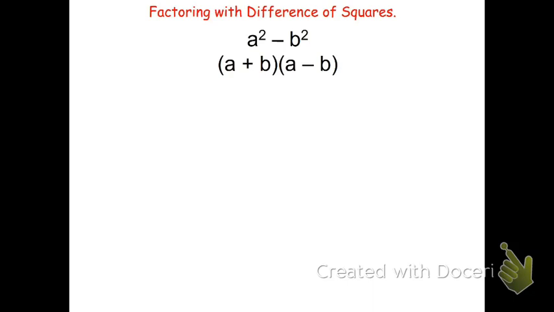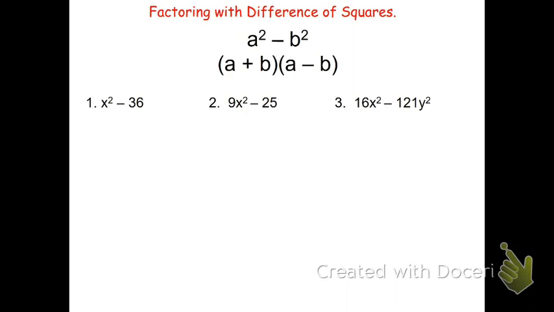Now I know this is true because if I distribute, I would get a times a, which is a squared, a times negative b, which is negative ab, which will cancel the b times a, and leaves me also a b times negative b, which is b squared. I'm left with a squared minus b squared. Now I can use this format to factor the following problems. Let's take a look at them.